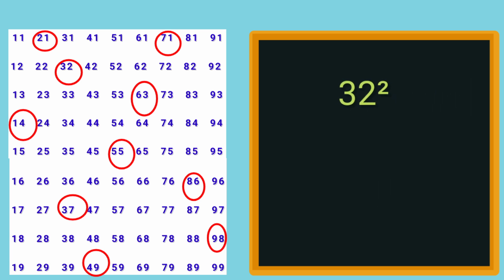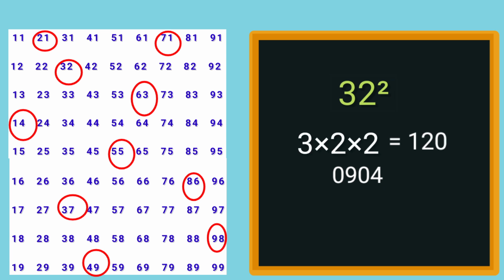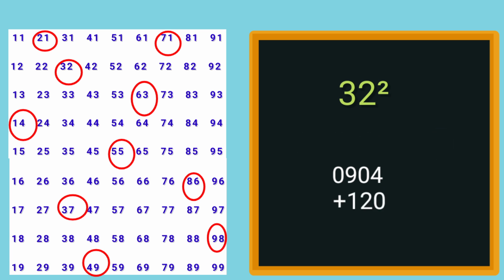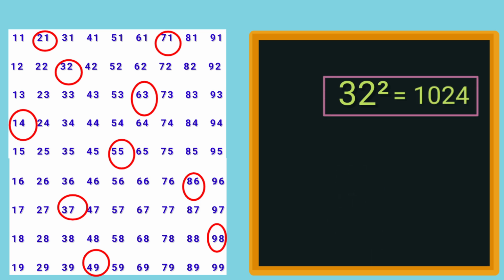Next we will find 32 square. 3 square is 09, 2 square is 04. Next we will multiply the numbers seen, that is 3 into 2 into 2, which gives us 12. Do not forget to place 0. 120 now will be added to squares written earlier. On adding we get 32 square equals 1024.